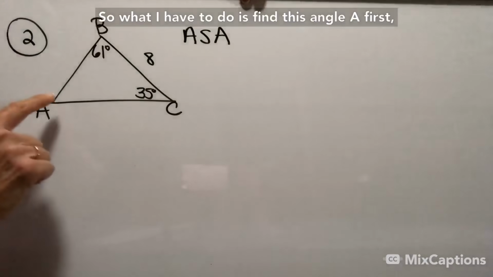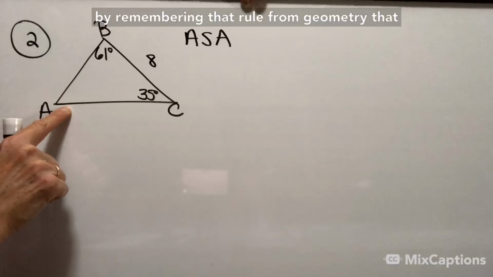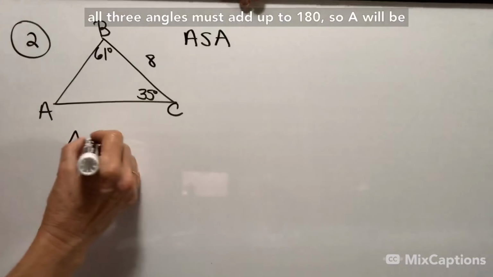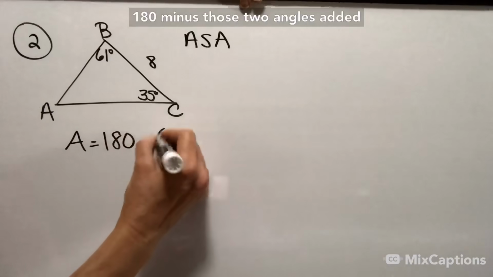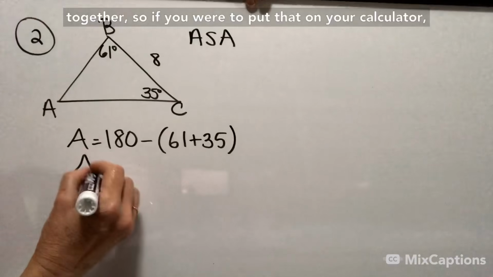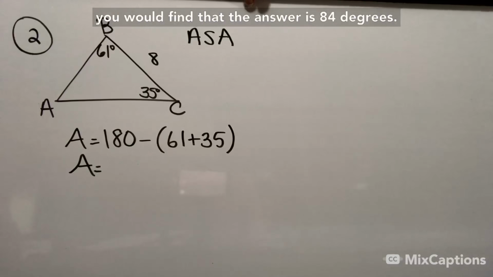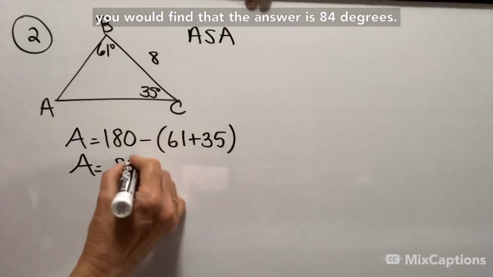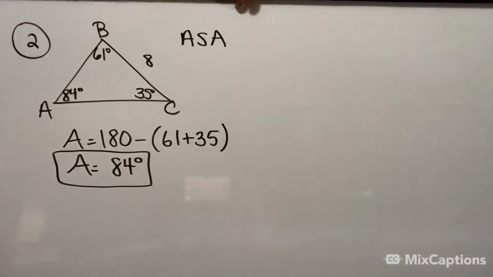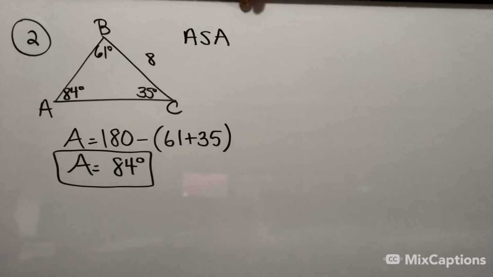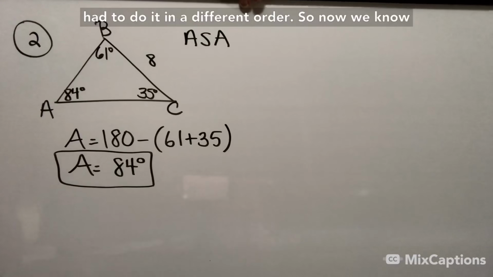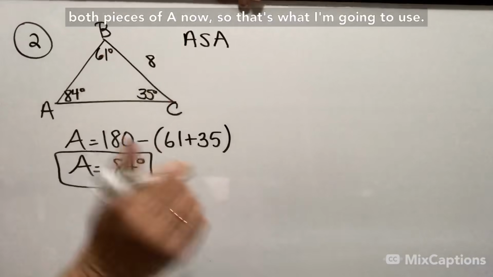So what I have to do is find this angle A first by remembering that rule from geometry that all 3 angles must add up to 180. So A will be 180 minus those 2 angles added together. So if you were to put that on your calculator, you would find that the answer is 84 degrees. So go ahead and fill in 84. Okay, so now we can go to the law of sines. We just had to do it in a different order. So we know both pieces of A now, so that's what I'm going to use.